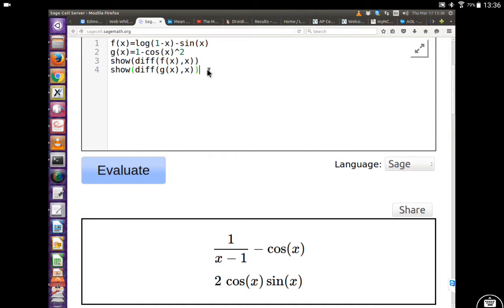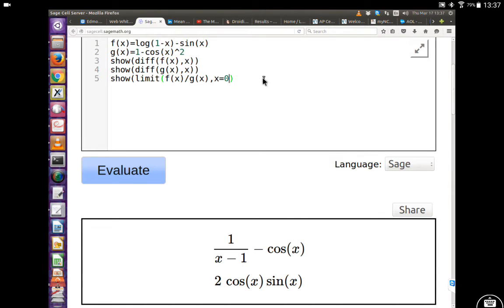Now, for fun, what if we use the limit command? Show the limit of f of x over g of x as x approaches 0.